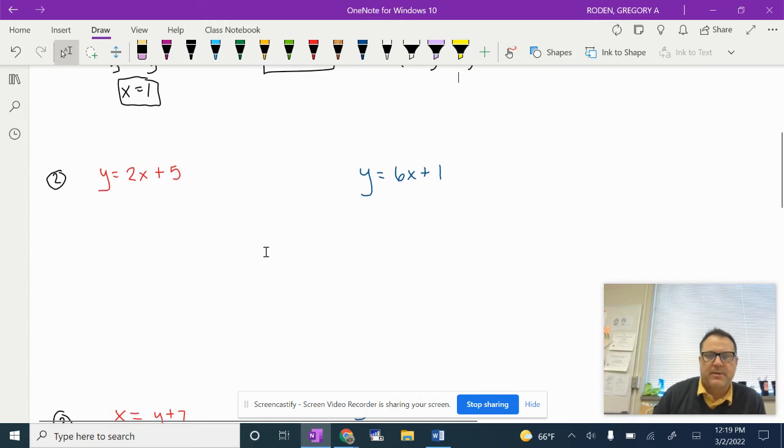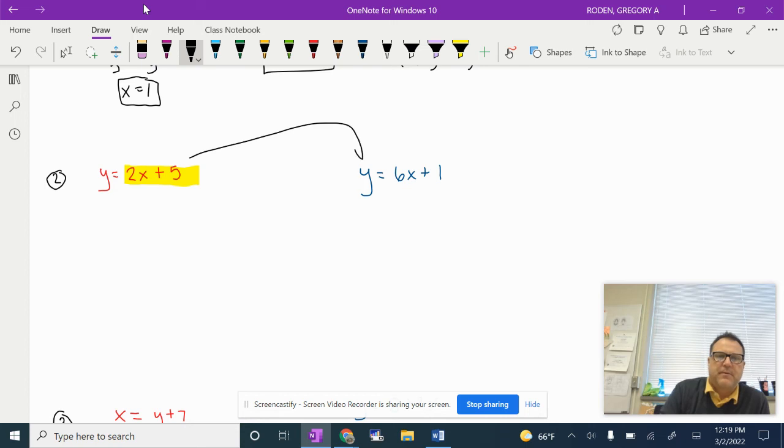This one, your job is to go ahead and solve this one for x and y. Go ahead and pause me. Hey, welcome back. So now, same exact thing. I'm just going to take this part of the red equation and put it in for this part right here in the blue equation. So now I have 2x plus 5 equals 6x plus 1.